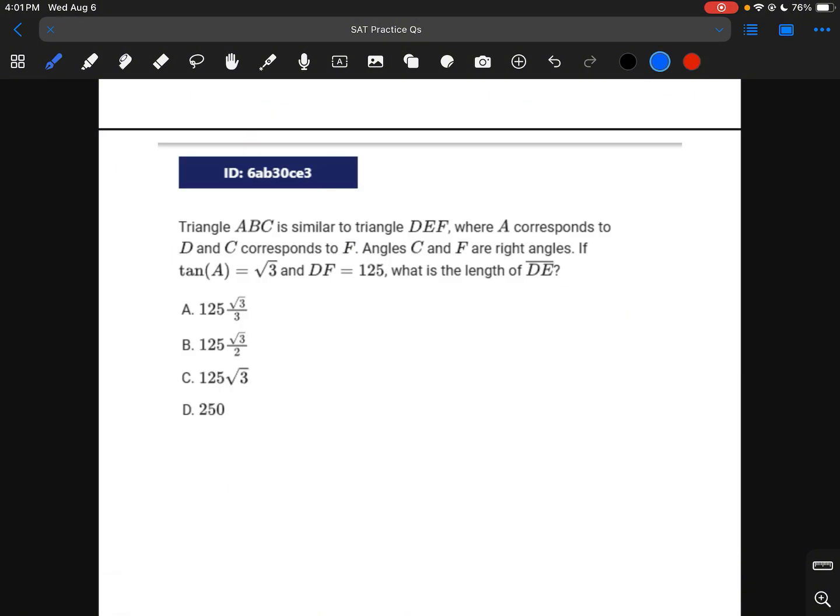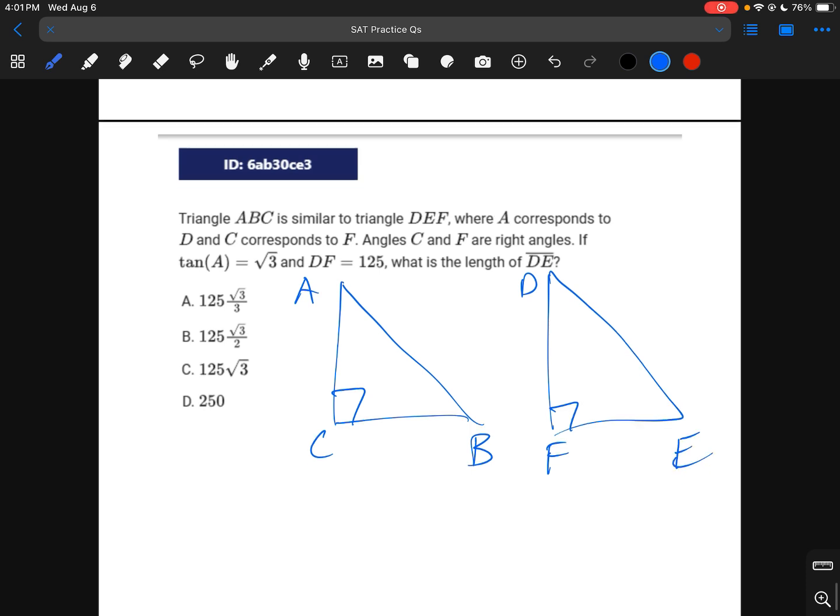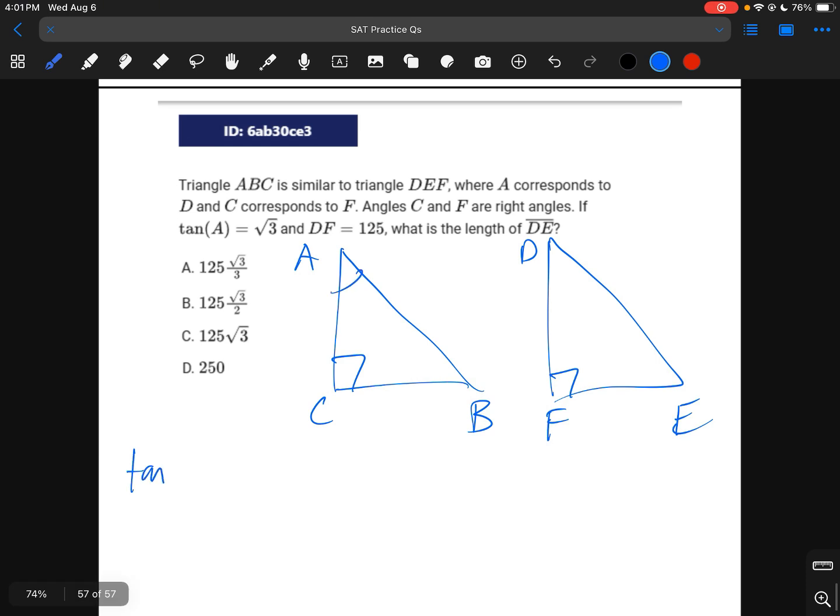And you're most likely going to get a question about similar triangles and right triangles and trigonometry and all that jazz. So we're told that you have some triangle ABC, which is similar to some triangle DEF. It says C and F are right angles, so C and F are right angles, and A corresponds to D. That means B corresponds with E. And we're told that tangent of A is equal to the square root of 3.